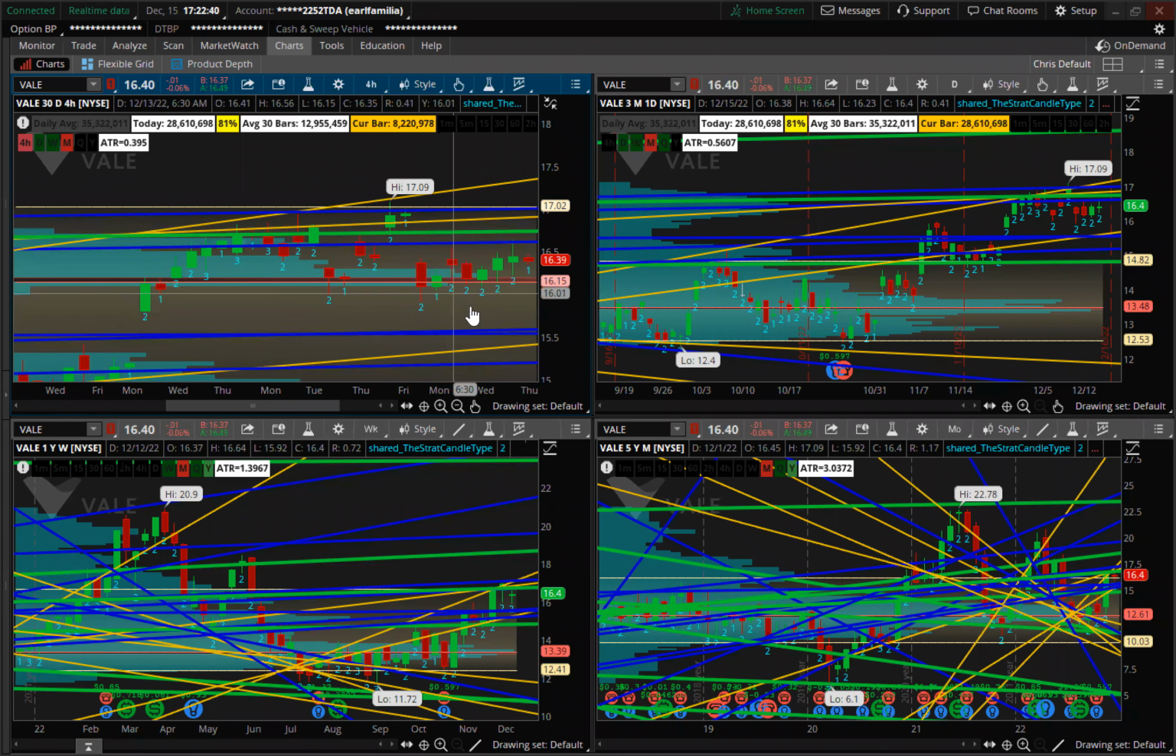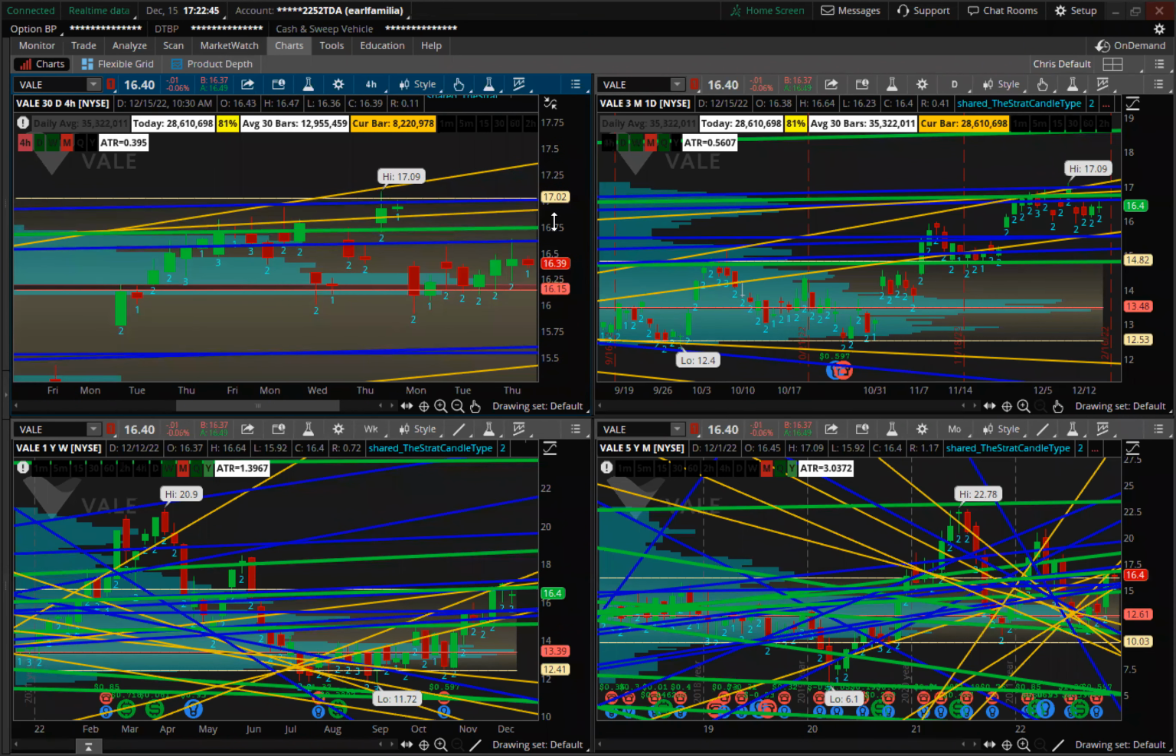All right, so next up on Vail. This is one we're in long as well. It's been hopping around. That thing been playing double dutch, jumping, jumping, jumping.